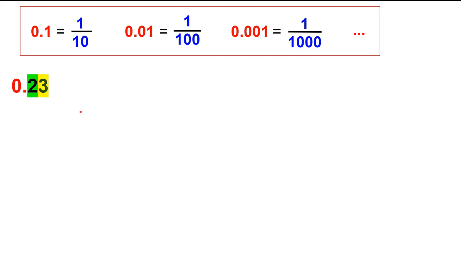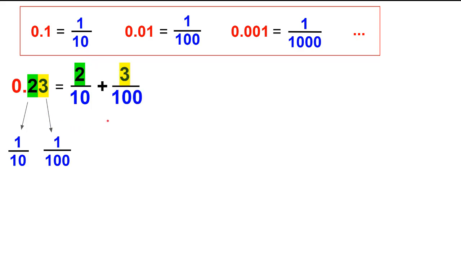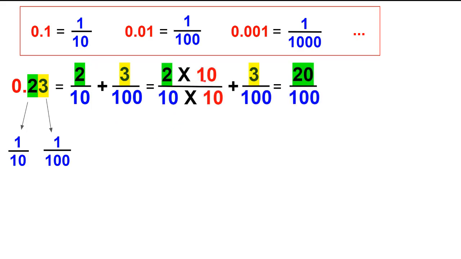0.23. Since we have 2 digits here, the first one is the times we multiply it by 1/10, and the second is the times that we multiply it by 1/100. So it's 2/10, that's for the first digit, and 3/100. That's 2 times 10 over 10 times 10. We multiplied this fraction here by 10 and divided it by 10.